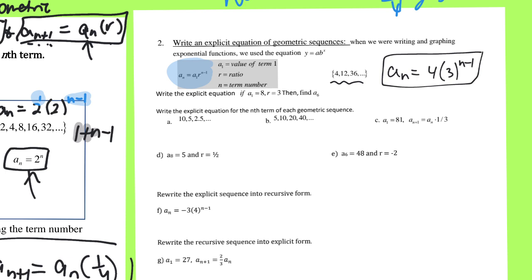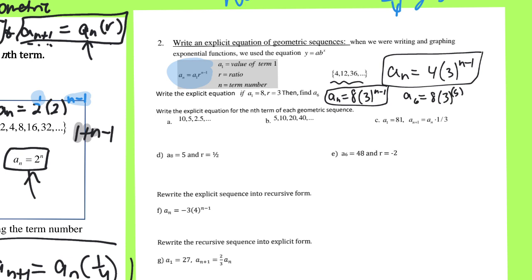Write the explicit equation for this one. So a sub 1 equals 8 and r is 3. Find a sub 6. So we have to write the explicit equation and then find the value of a sub 6. A sub n is equal to the value of the first term, which is 8, and the ratio is 3 to the n minus 1. So that's an explicit equation. Can you find a sub 6? The value of a sub 6 is going to be 8 times 3 to the 6 minus 1, or 5.